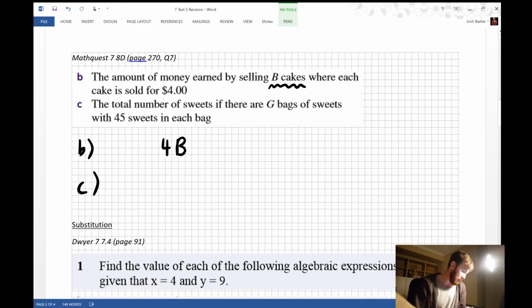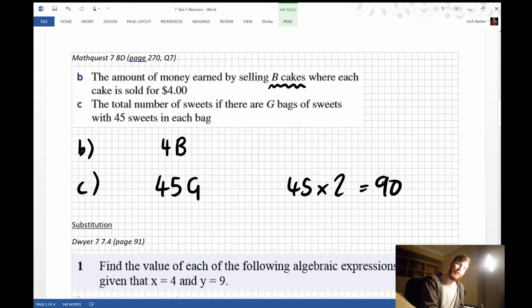Okay, the total number of sweets, if there are bags of sweets with 45 sweets in each bag, very similar situation here. You're going to have the number of sweets in a bag, which is 45, times by the number of bags. So if you've got 2 bags of sweets with 45 in each, you'll have 90 sweets in total, because that would be 45 sweets per bag times 2 bags, which would give you 90 in total. Cool. Now on that note, the next one is substitution.